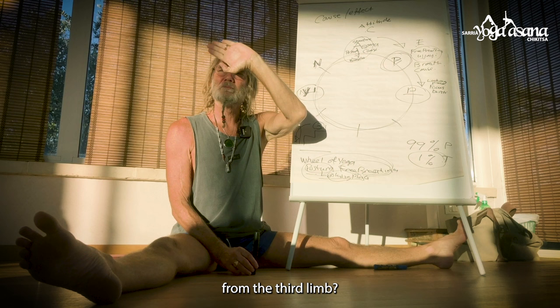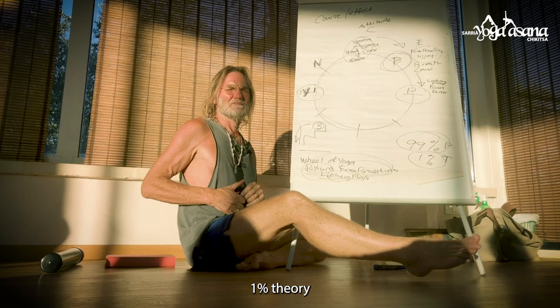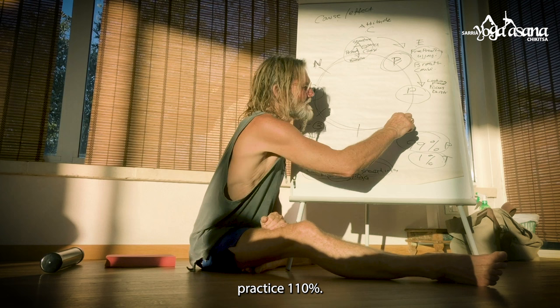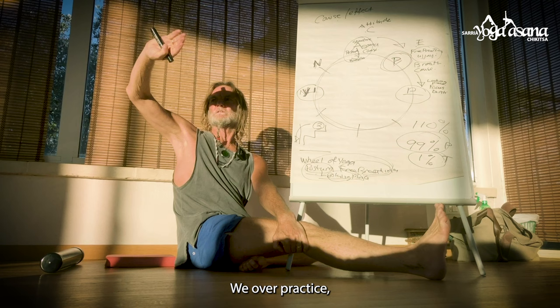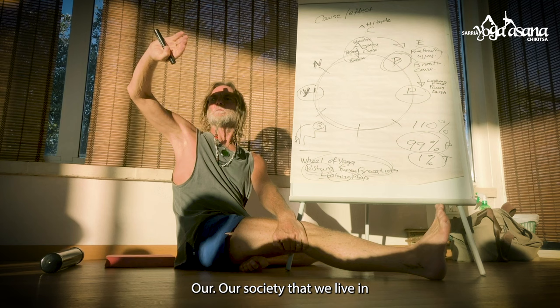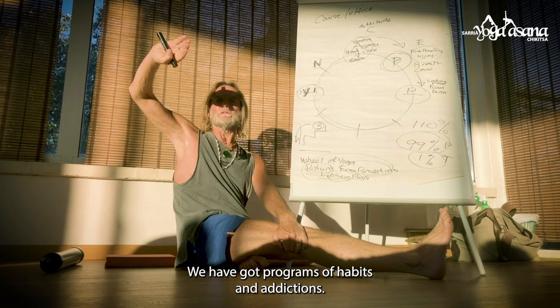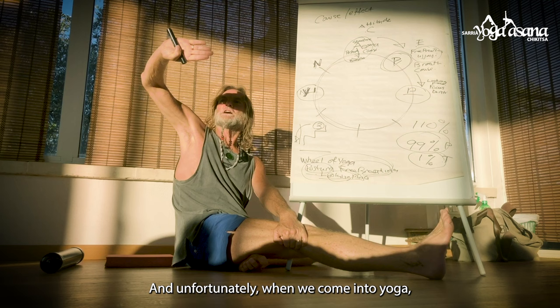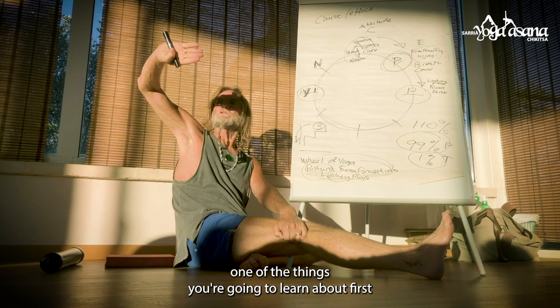What I want to show you first before we go into that is the 99% practice, 1% theory. Is that most of us Westerners practice 110%. We over-practice. We overwork. Our society that we live in is full of habits and addictions. We've got programs of habits and addictions, and unfortunately, when we come into yoga, we bring in those habits and addictions. And so Pattabhi Jois's theory was that if we put you into asana, one of the things you're going to learn about first is that you'll end up hurting yourself.